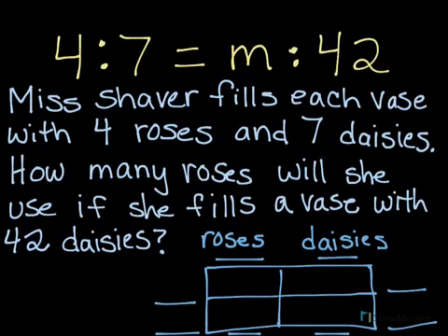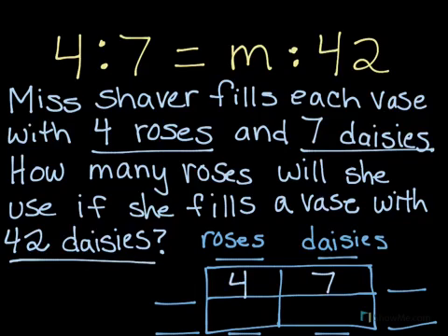Okay, so I know from the problem that there are 4 roses for every 7 daisies. I also know that we're talking about a vase filled with 42 daisies. Okay, 7 and 42, well, they both have 7 in common. That's a 7 right there.